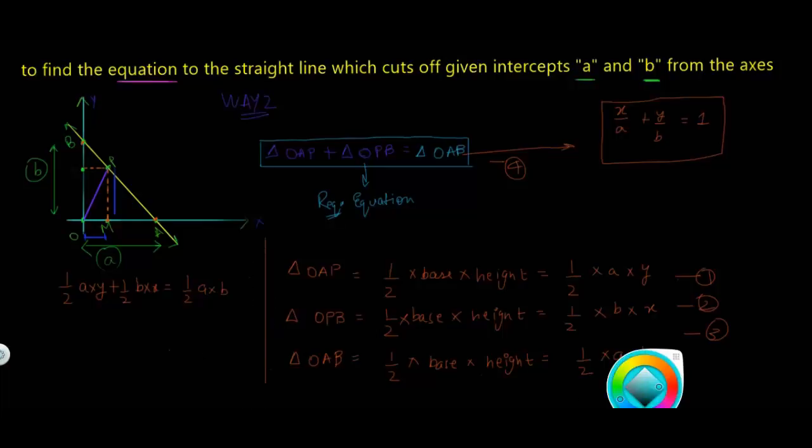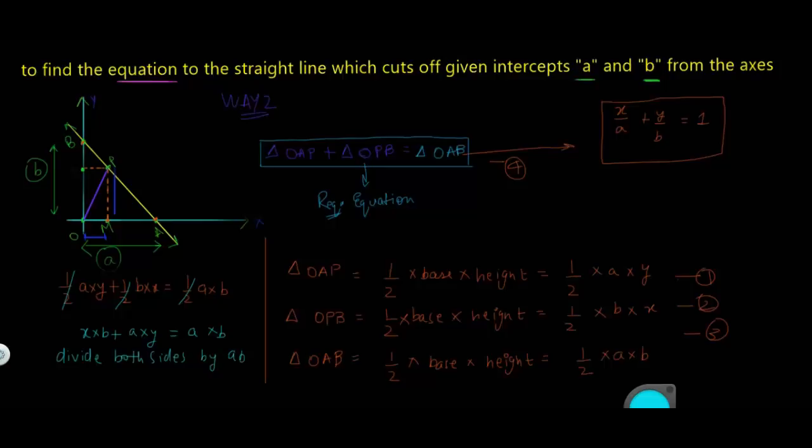Yes, now the half cancels, and what we are left with is x into b plus a into y equals a into b. Now divide both sides by ab, and what we are going to get is x divided by a plus y divided by b is equal to 1, and this is the required equation from way number 2.